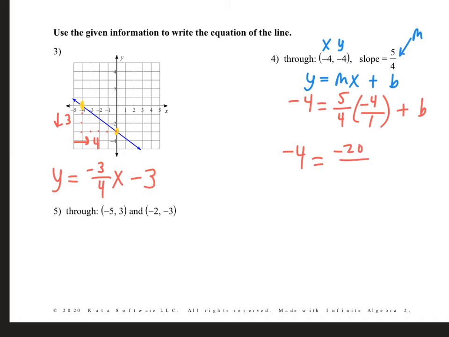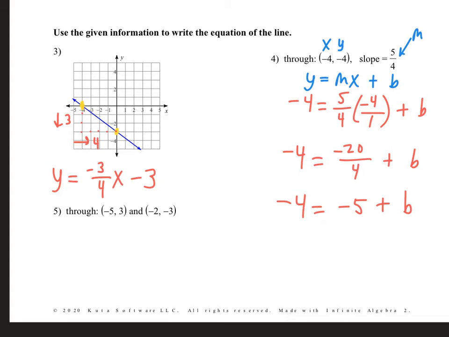So -20 up top, 4 on the bottom, and then plus b, right? To multiply those fractions, I just multiplied the numerators, 5 times -4, and then I multiplied the denominators, 4 times 1. Now we can simplify. What is -20 over 4? It is really just -5. Okay, so -4 equals -5 plus b.